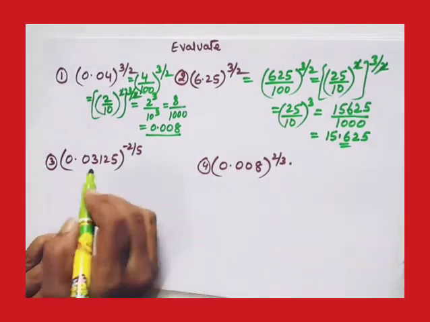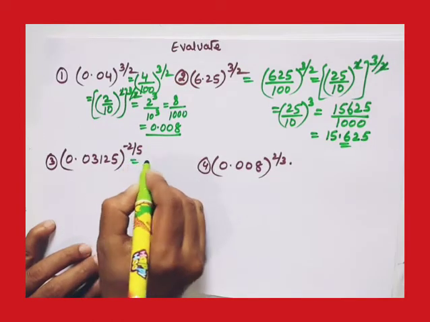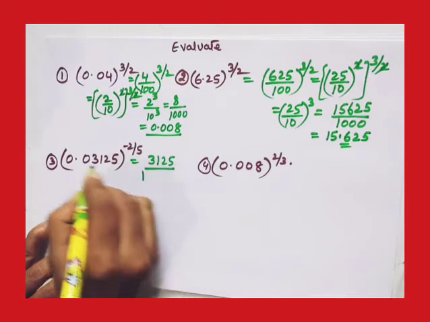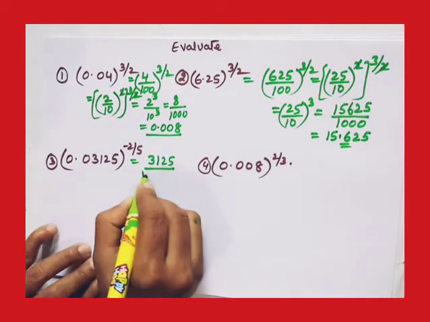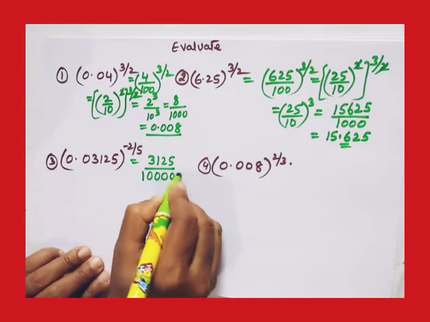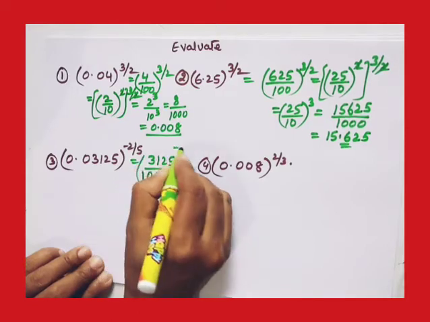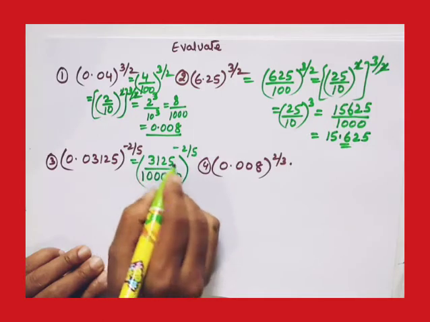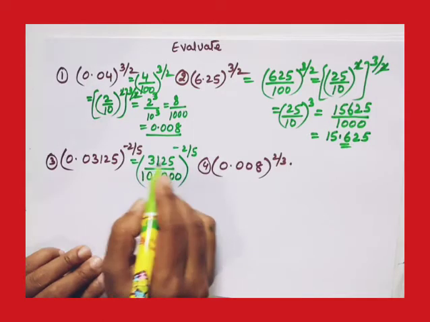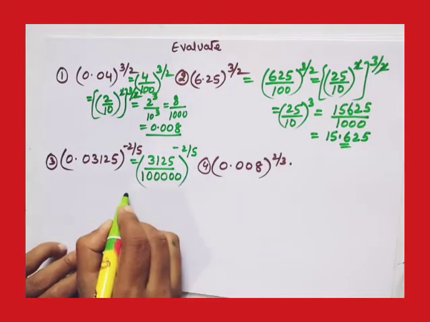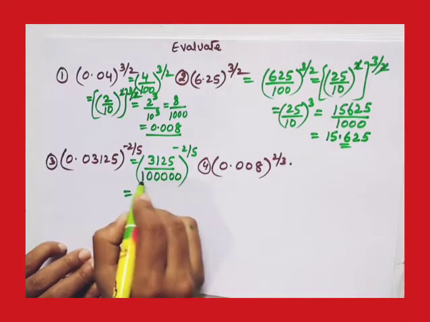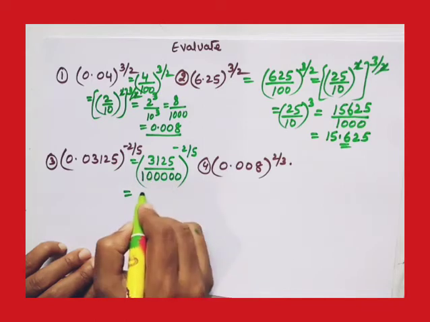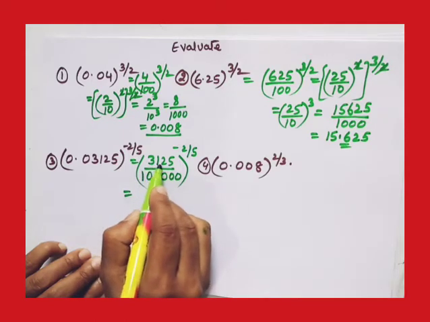Now look here. 0.3125 to the power minus 2 by 5. First change it. 3125 by 1 and then 1, 2, 3, 4, 5 zeros, to the power minus 2 by 5. Now you have to change this particular fraction in such a way that you get power 5 of another fraction. So see here, this is 10 to the power 5. It is visible directly, 1, 2, 3, 4, 5 zeros. So 10 power 5.